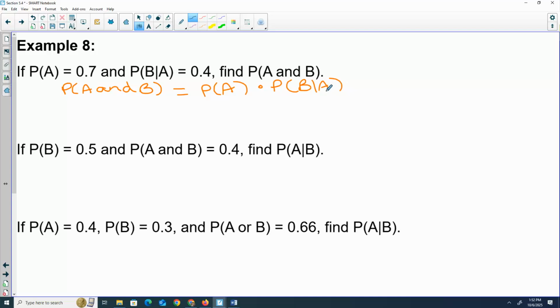Okay, so look at your formula sheet when in doubt. Write out a formula. You don't have to on all problems, but a problem like this, it might help. Probability of A is 0.7. The probability of B given that A already happened is 0.4. So if we multiply those, we get 0.28.